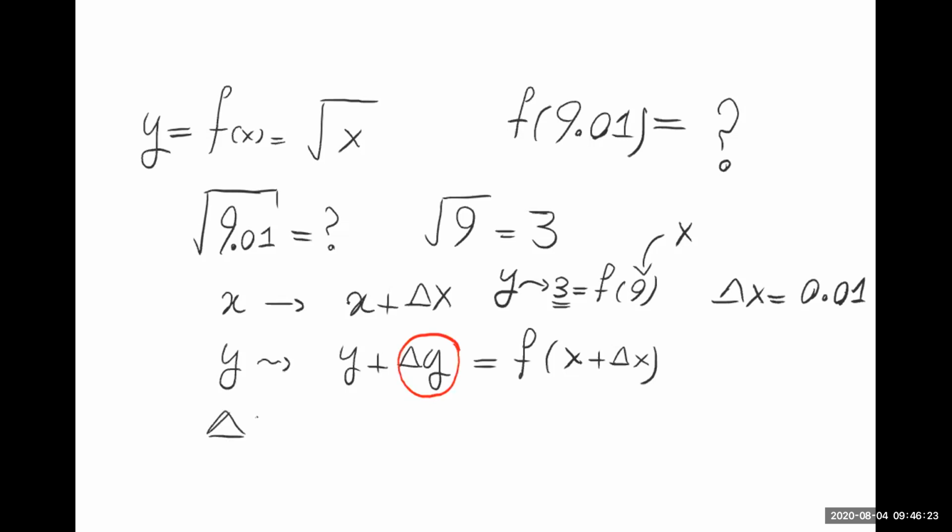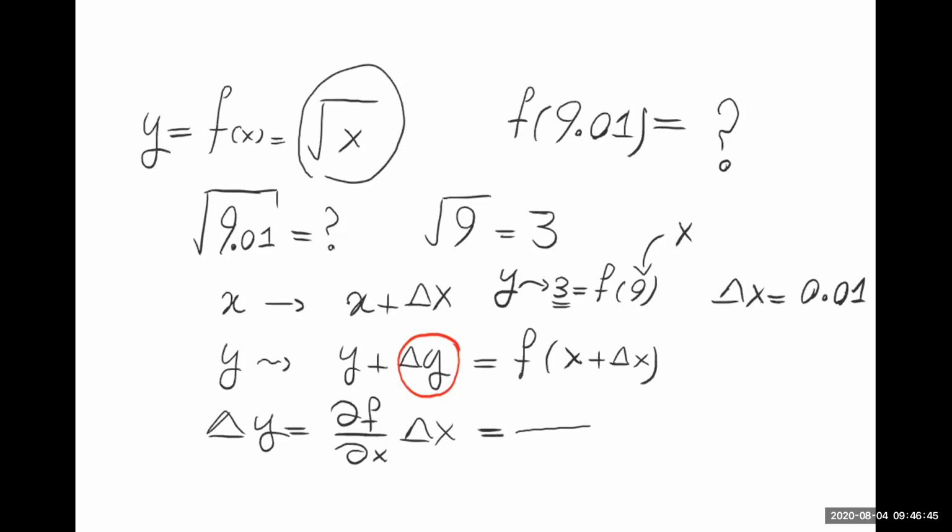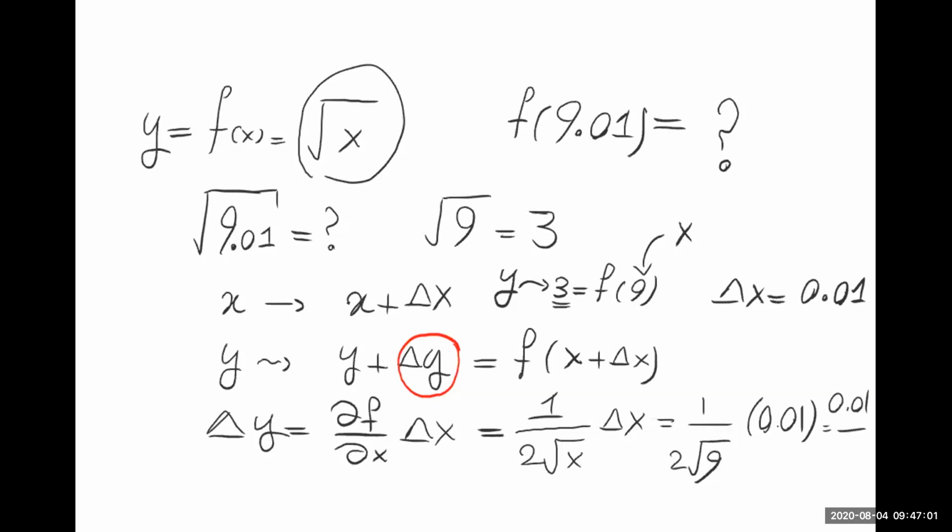Well, delta y is the derivative of f with respect to x, times delta x. In the higher dimensional cases, we would continue this thing. In the one dimensional case, there is no continuation. That's just it. Okay. So what is the derivative of f with respect to x? We should take the derivative of this function. It's 1 over 2 square root of x, times delta x. So 1 over the square root of 9, and delta x is 0.01. This is equal to 0.01 over, well, the square root of 9 is 3, 2 times 3 is 6.